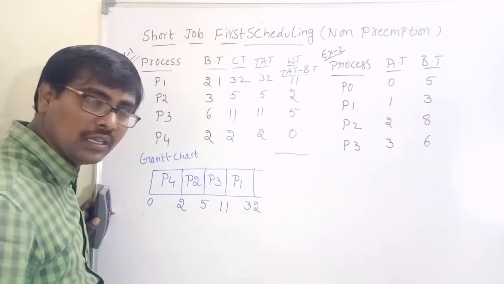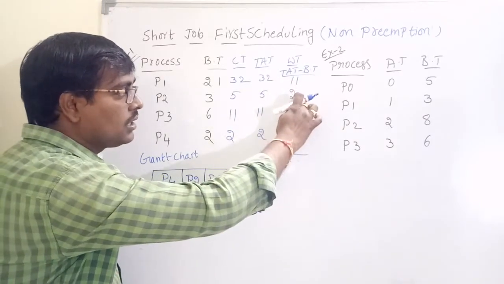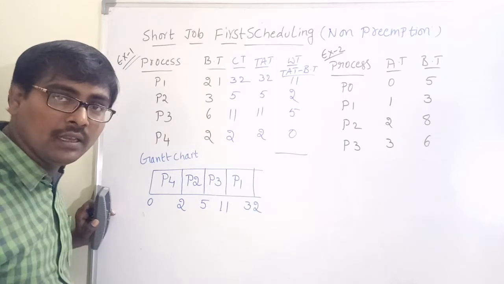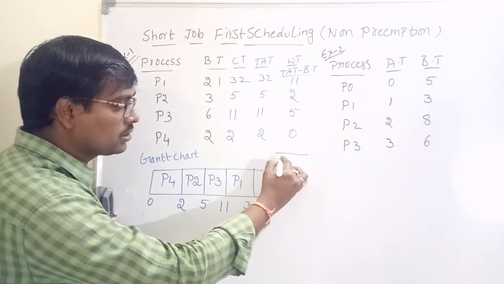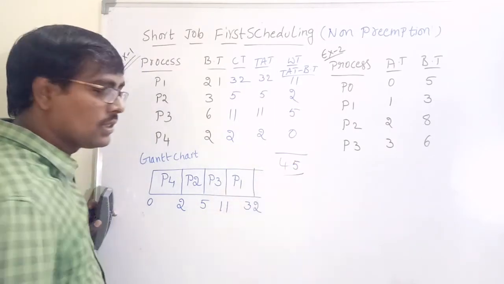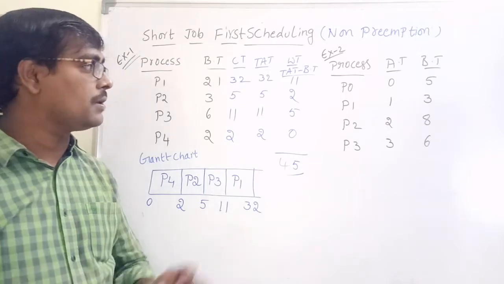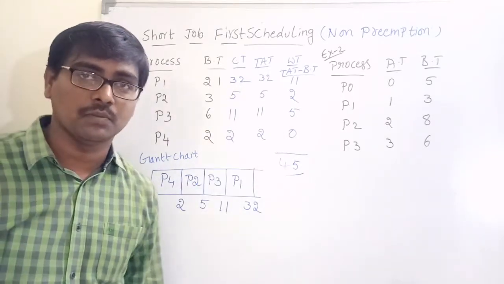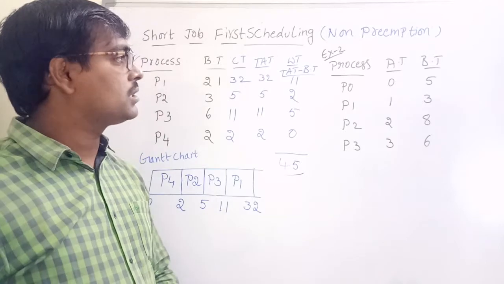What is the average waiting time? 11 plus 2, 13. 13 plus 5, 18. 18 by 4, approximately 4.5. This is the average waiting time. So this question is very simple. Now move to another example.